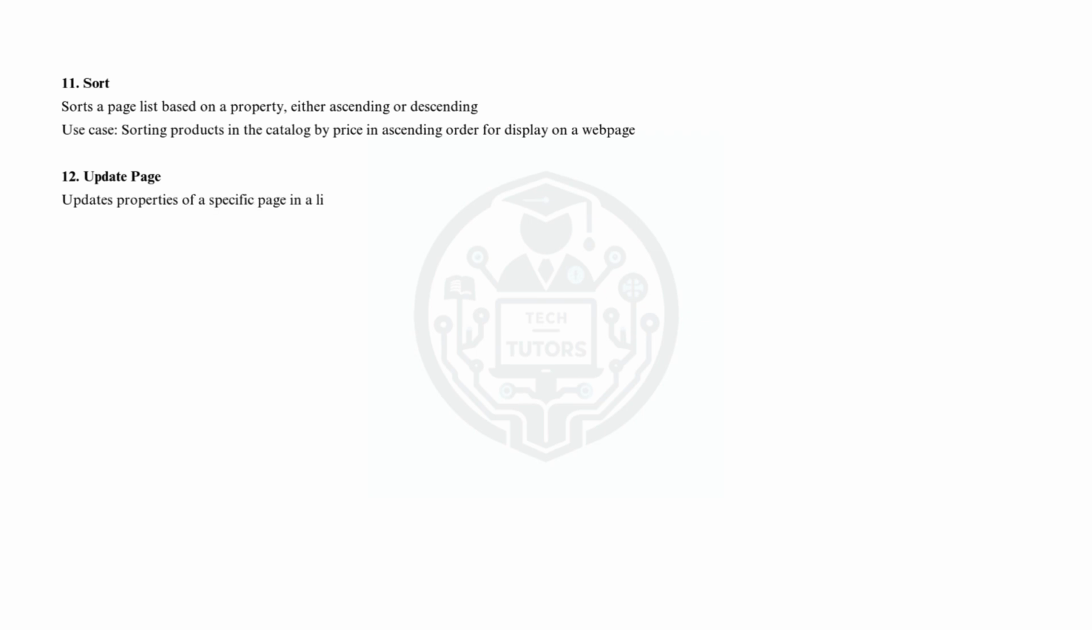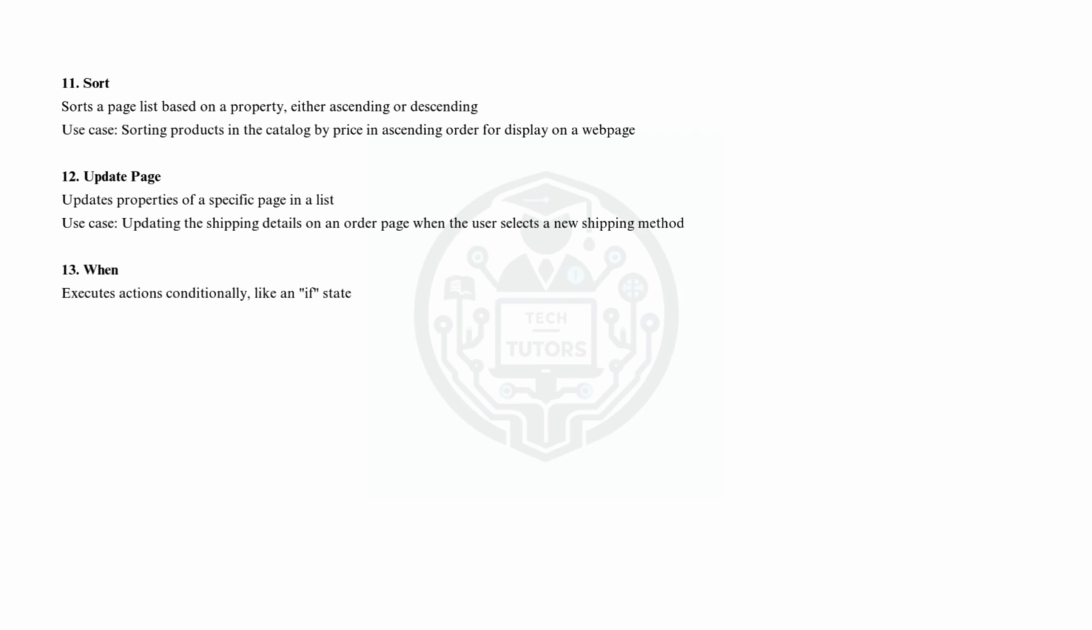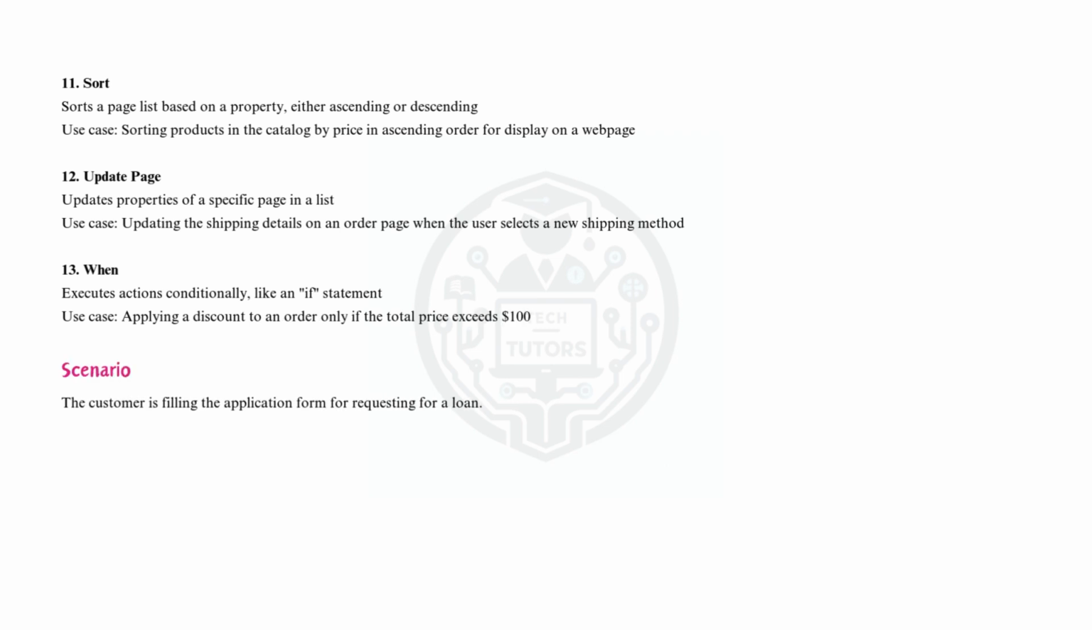Update page modifies the properties of a specific page in a list. For example, updating the shipping details when a customer changes their delivery method. Finally, we have when, which executes actions conditionally, similar to an if statement in programming. For example, you could apply a discount to an order only if the total exceeds $100.